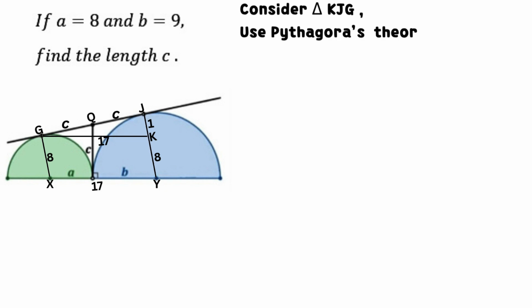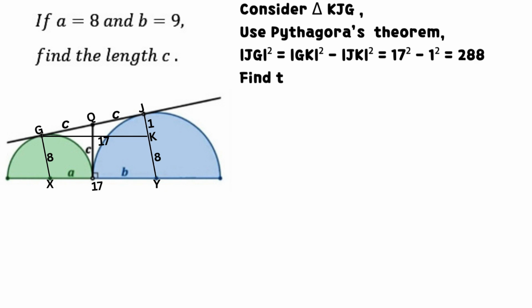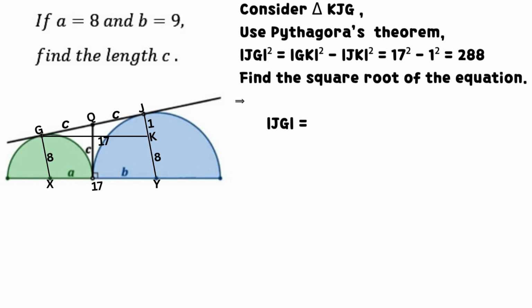Consider triangle K, J, G. Use Pythagoras theorem. The square of line J, G equals the square of line G, K minus the square of line J, K, which equals 288. Find the square root of the equation. This implies that line J, G equals the square root of 288, which equals 12 times the square root of 2.